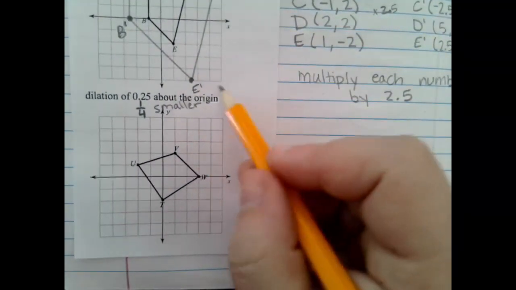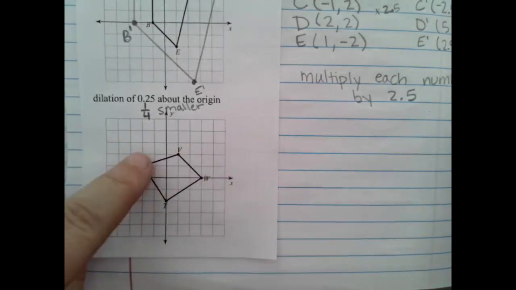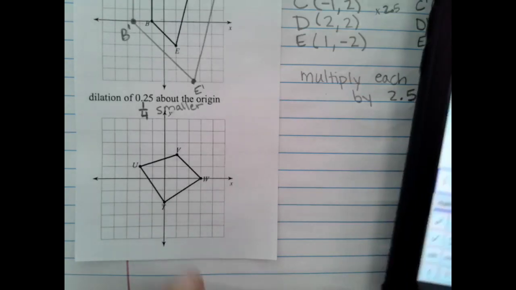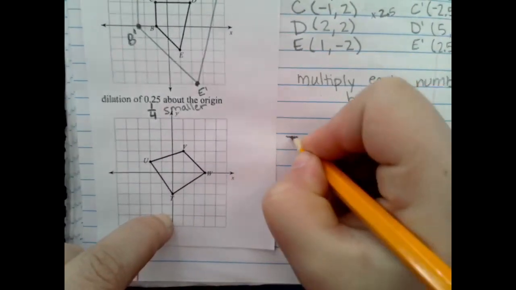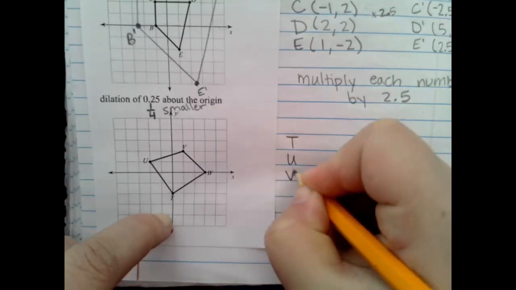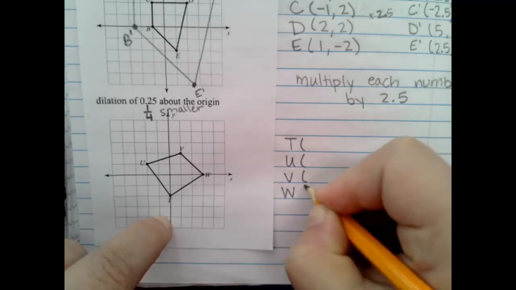Now this part where it says about the origin, that's just where we've been doing things this chapter, everything centered around the origin. And that's a good way for us to check. If we have things in each quadrant, they should stay in the similar quadrant. Okay? So we'll start by writing down our ordered pairs. So we have T, U, V, W. I like it to go in alphabetical order, so that's why I do that.